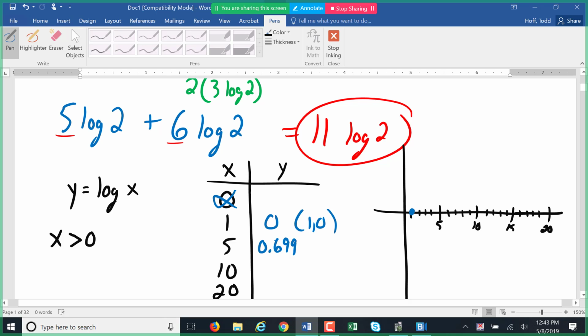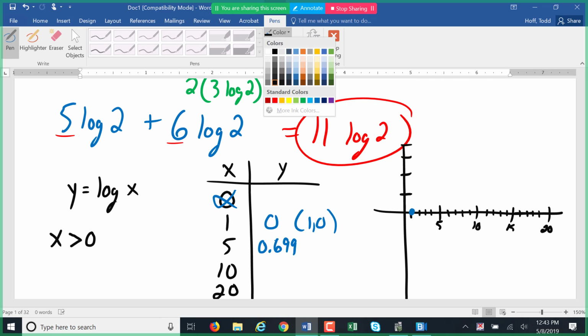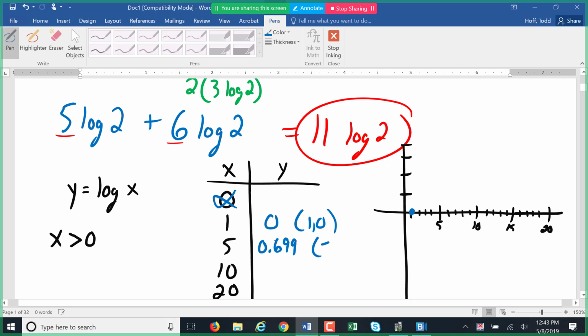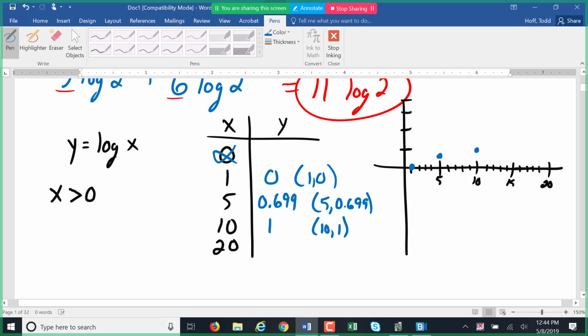So log of 5 is 0.699. So I'm going to put 1, 2, 3, 4 here. So that's 5, comma, 0.699. Somewhere around there. What's log of 10 if you punch it in? 1. So that gives us the 1. Somewhere around there. How about log of 20? 1.301. So it's 20, comma 1.301.